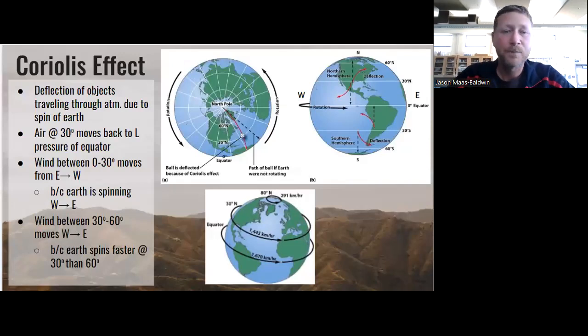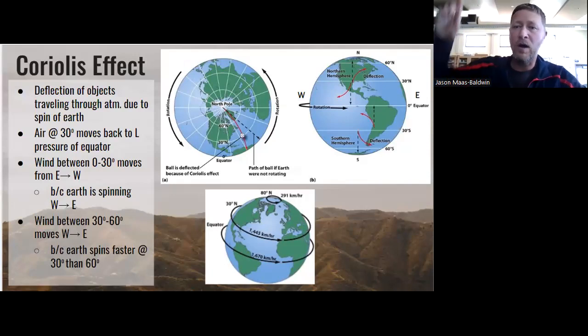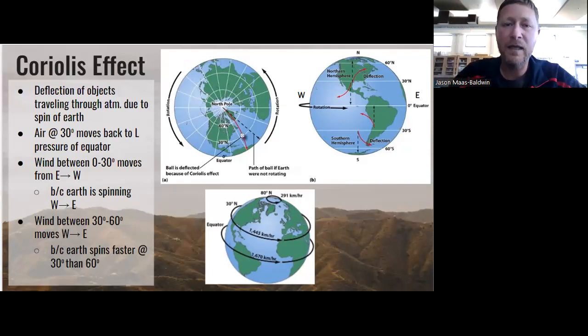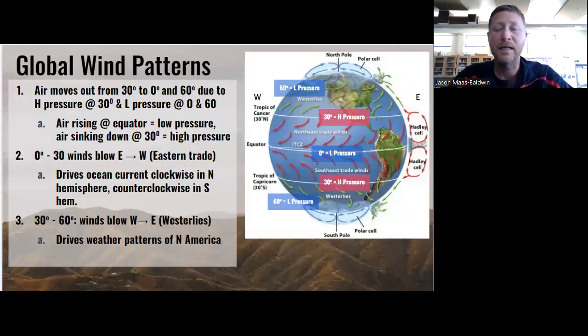We also have surface wind patterns caused by the rotation of the Earth. The Coriolis effect causes clockwise rotation of wind in the northern hemisphere and counterclockwise rotation of wind in the southern hemisphere. And this leads to ocean currents, which drive water in certain directions, which we'll get to. That's caused by the spinning of the Earth.